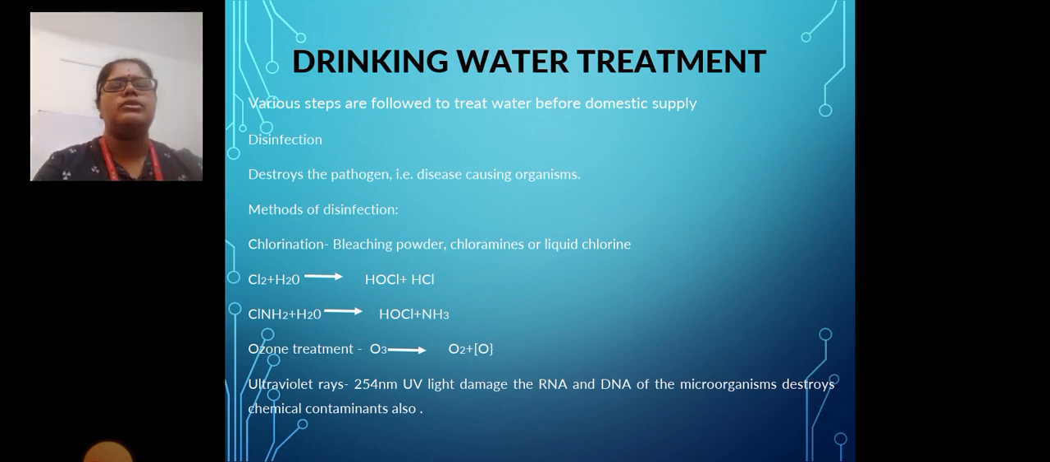Ozone treatment: the ozone gives oxygen plus nascent oxygen. This nascent oxygen is a powerful disinfectant. It kills the various microorganisms that are present in the water. Ultraviolet rays: ultraviolet light in the range of 254 nanometer damages the RNA and DNA of the microorganisms, destroying chemical contaminants, etc.